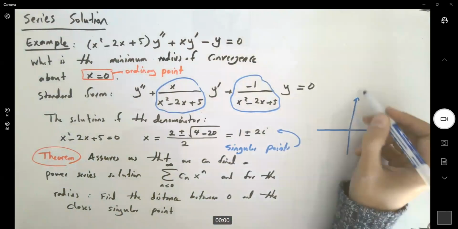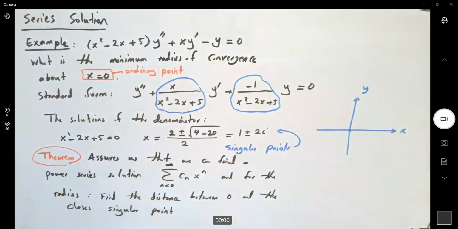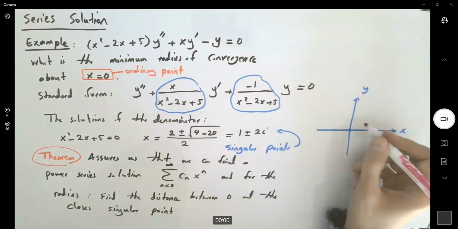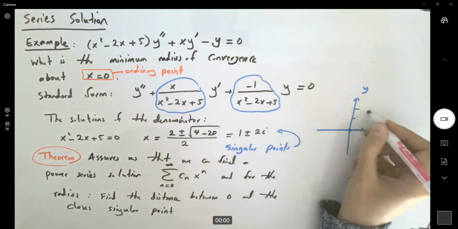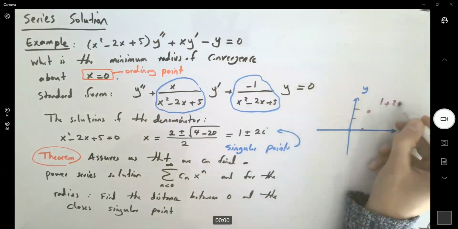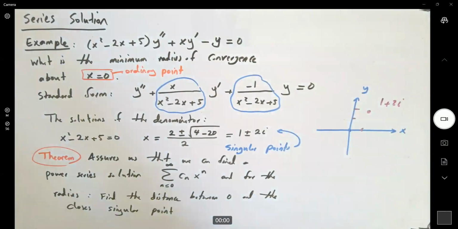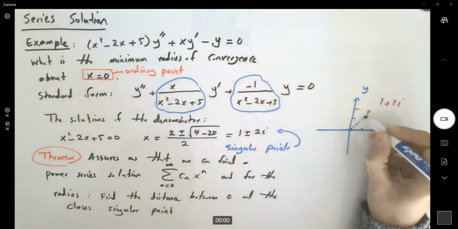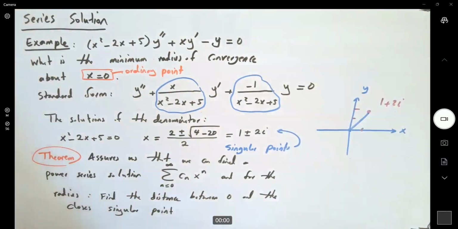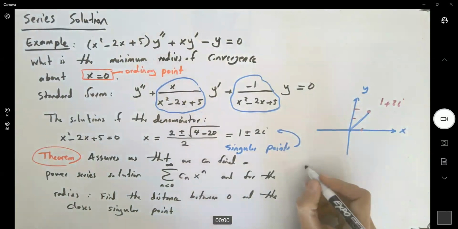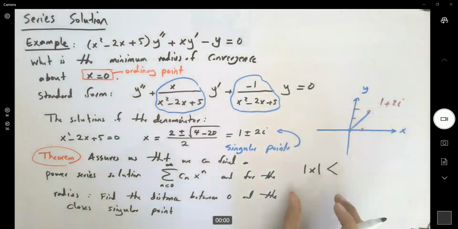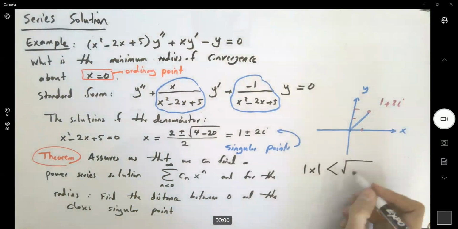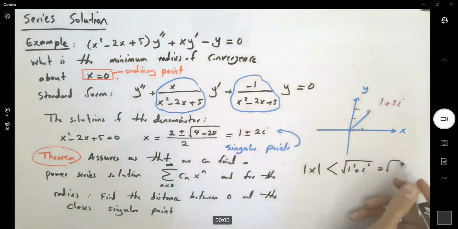Well, okay, let's take a look at the graph, x and y. This is the 0 that I'm dealing with. 1 plus 2i is this point here, and the distance from the origin, from 0 to 1 plus 2i, helps me to show that the distance from x to 0 is less than the square root of 1 squared plus 2 squared, which is the square root of 5.